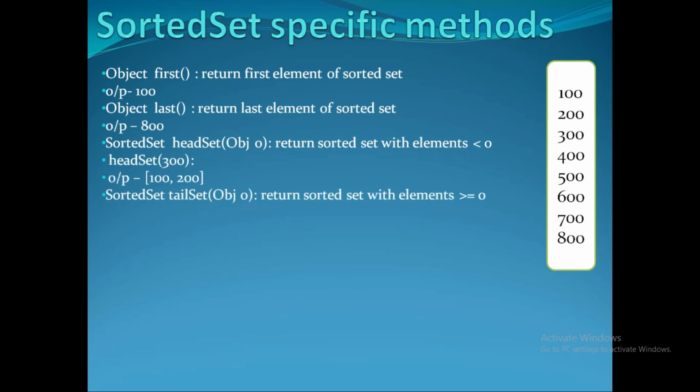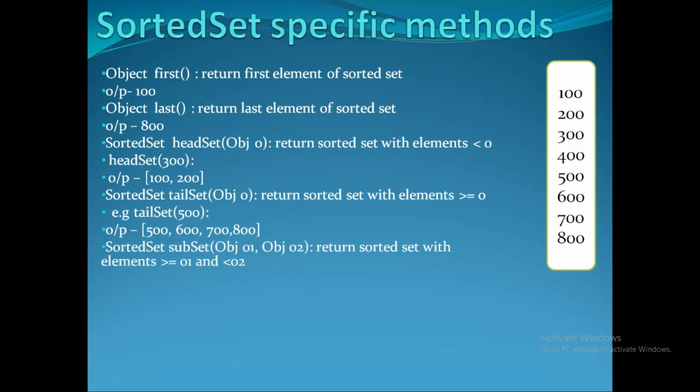The next one is tailSet. What will tailSet return? The elements greater than or equal to the given element. In headSet, suppose I have given 300, it returns all the elements less than that. If I give it as tailSet, it will consider that element and all the elements above. Let's give the example tailSet 500. It will return all the elements greater than or equal to 500: 500, 600, 700 and 800. Okay, so this is tailSet.